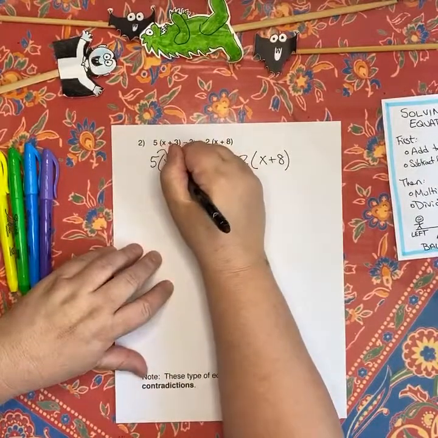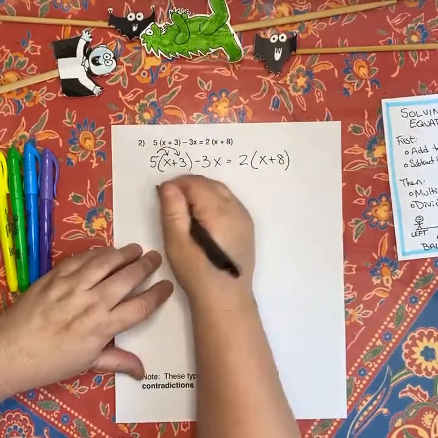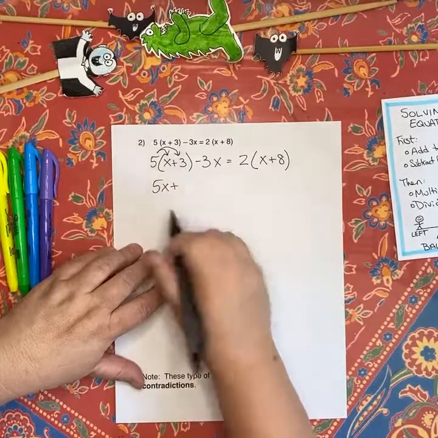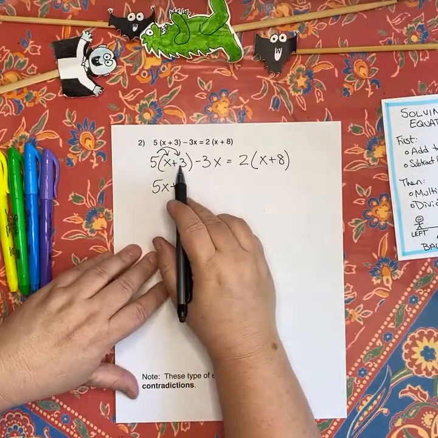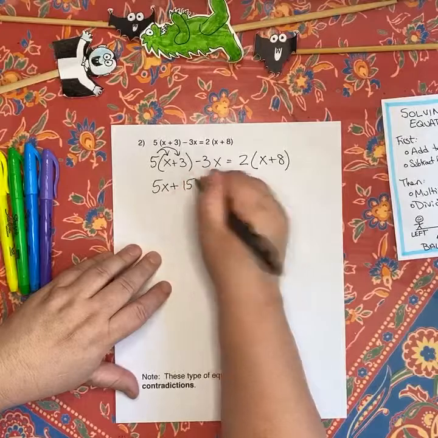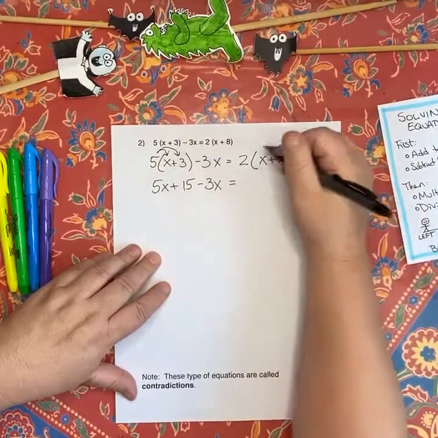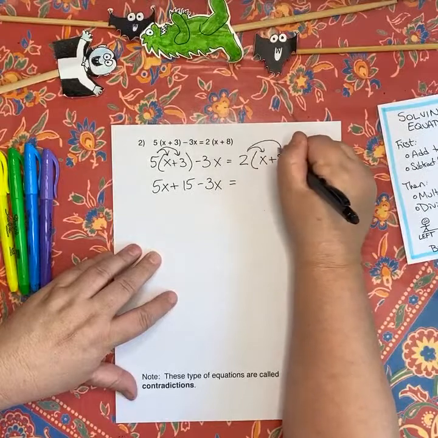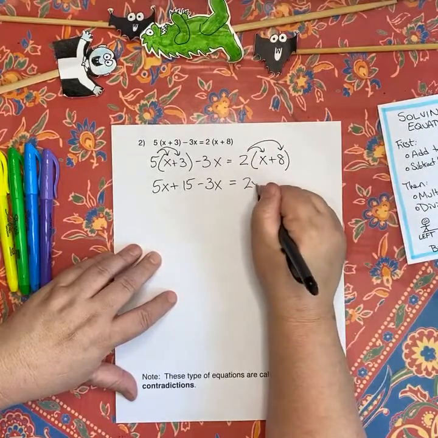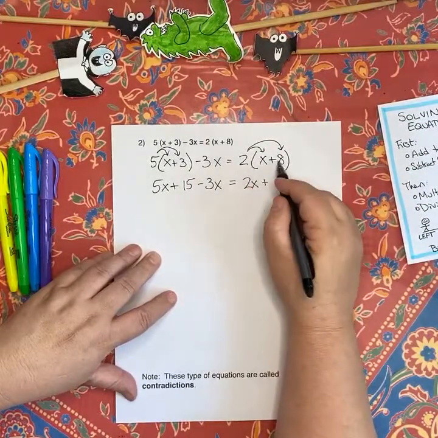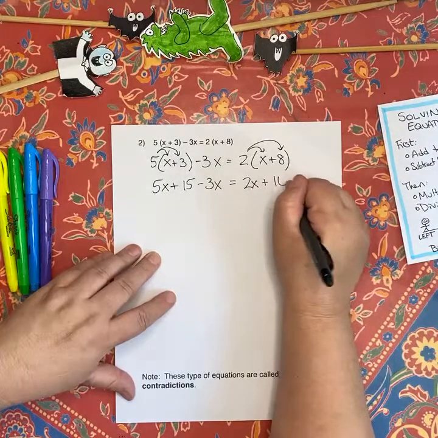Okay, so I'm going to use the distributive property. I get 5x plus 5 times 3 is, you got it, 15, minus 3x. Over here, I'm going to use the distributive property. 2x plus 2 times 8 is, you got it, 16.